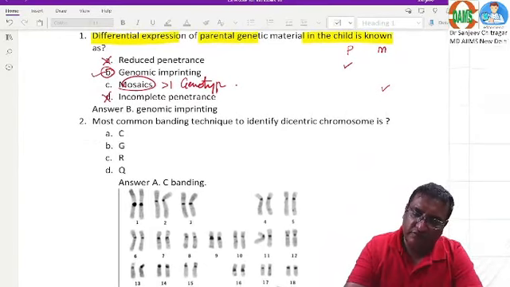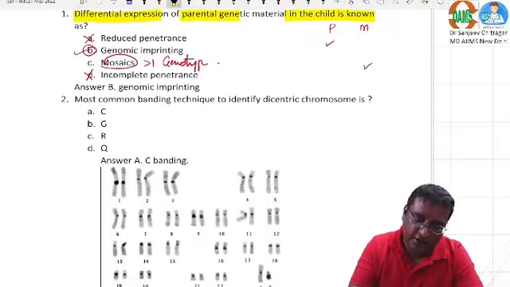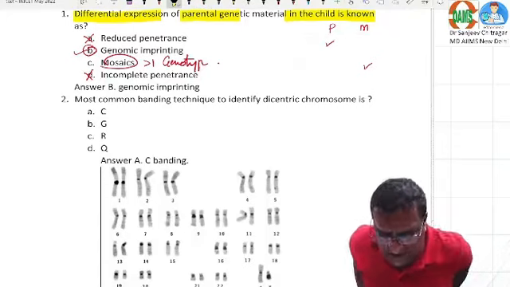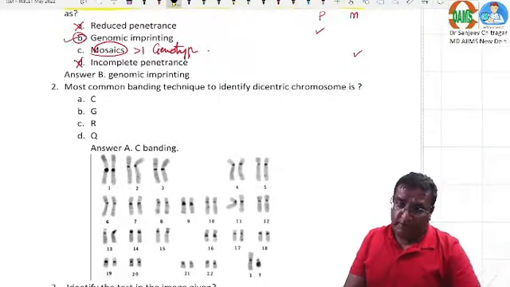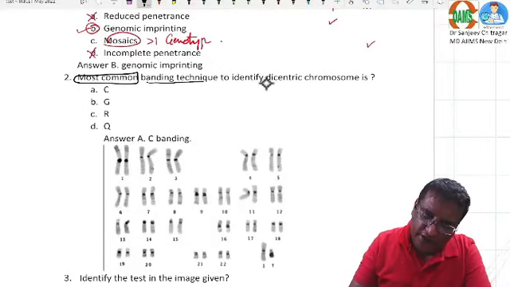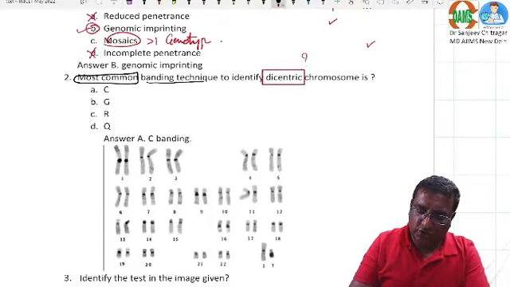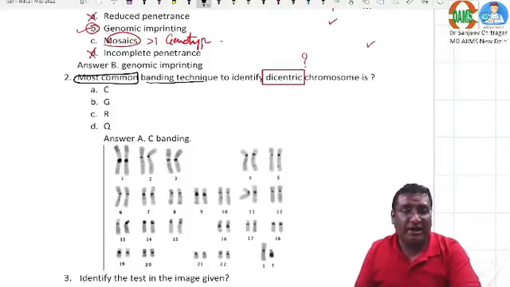The second question, where I expect many of you have answered it wrong, and it was not expected of you. It is more of a genetic, molecular, microbiology question. Banding technique used to identify a dicentric chromosome, if this was mentioned. If it was not mentioned, the question was very simple: the most common banding technique used is G banding, everybody knows.